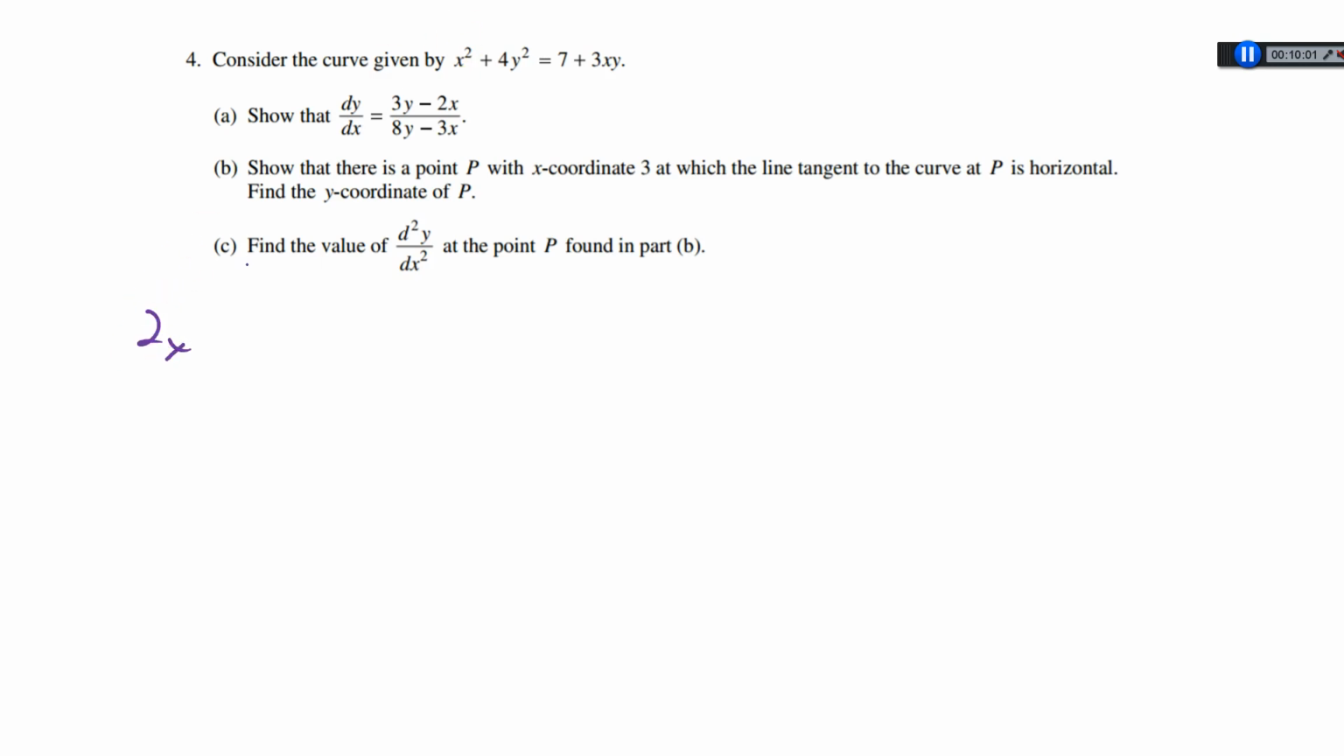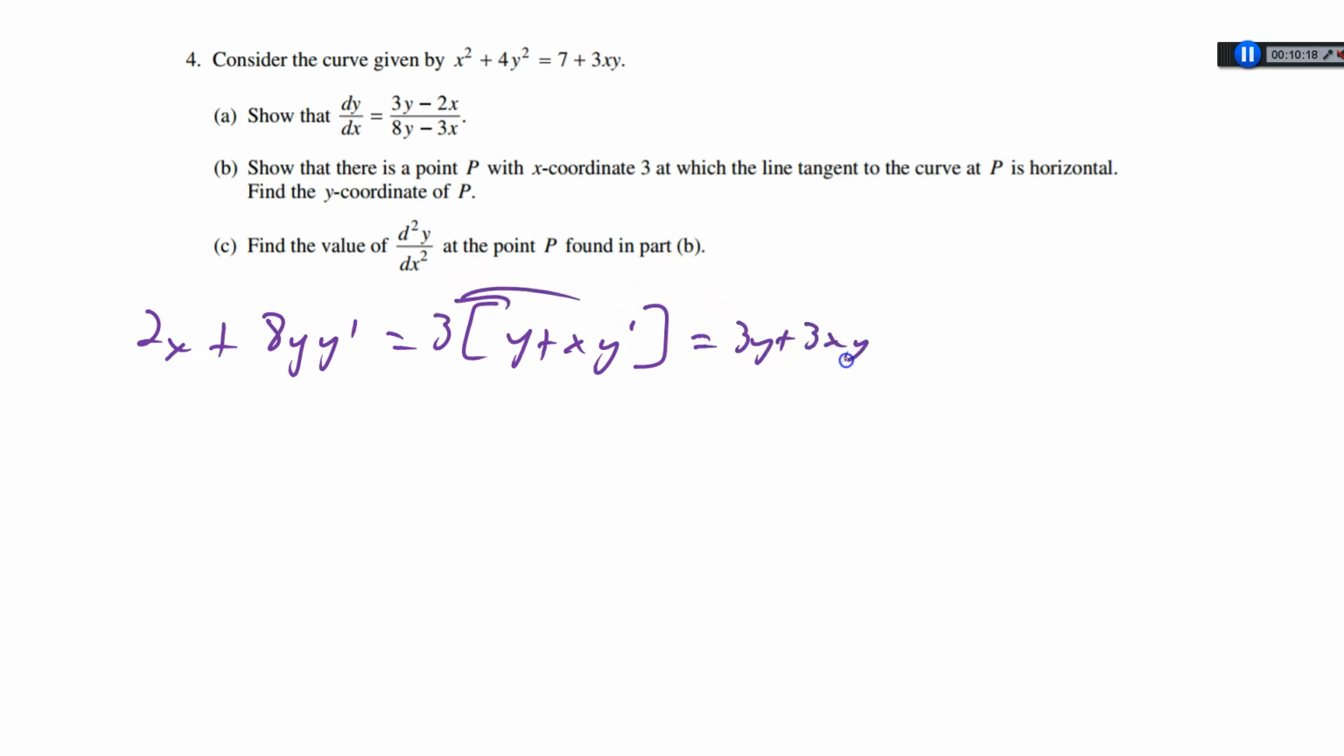So 2x plus 8y y prime equals, derivative of 7 is nothing, just 0, 3 times product rule, y plus xy prime. Get all our y primes together. So this is 3y plus 3xy prime. They have a positive 8y, so let's get all the y primes to the left. So we have 8y y prime minus 3xy prime equal to 3y minus 2x.